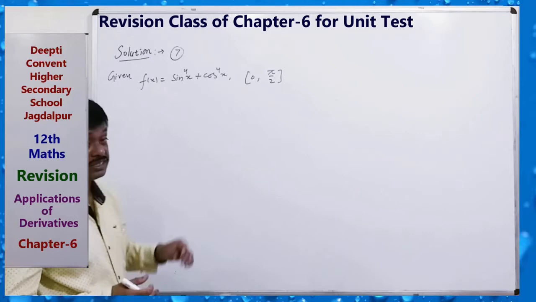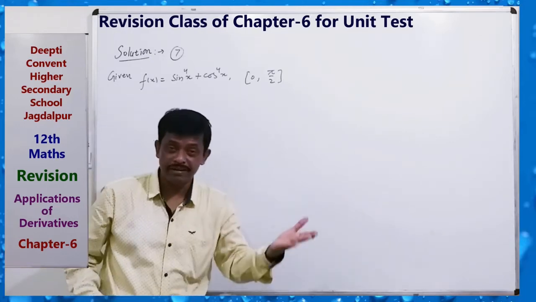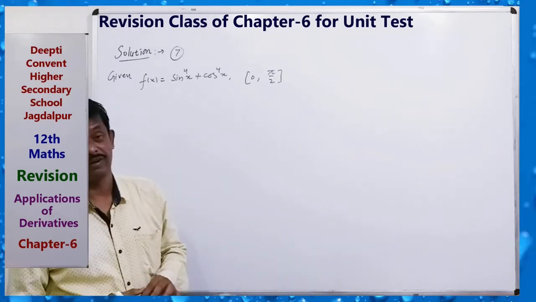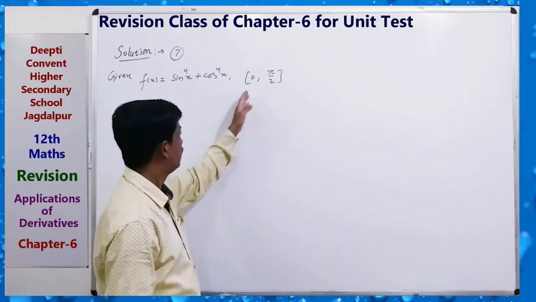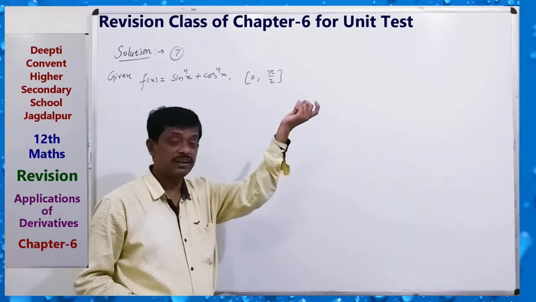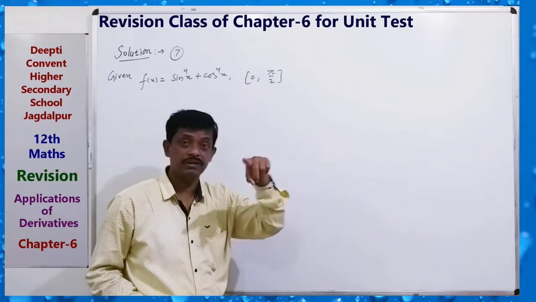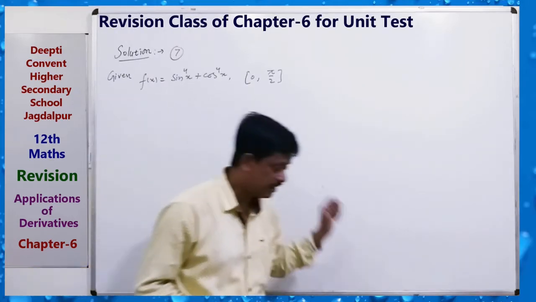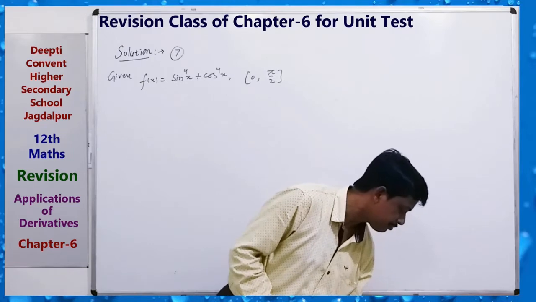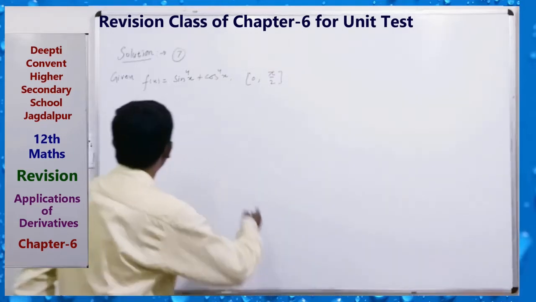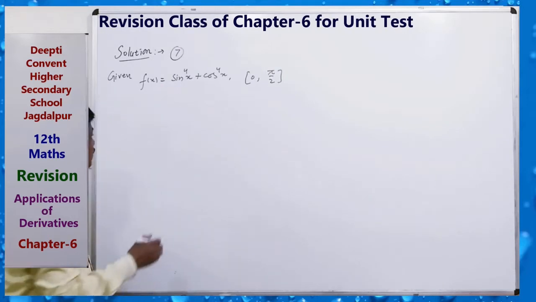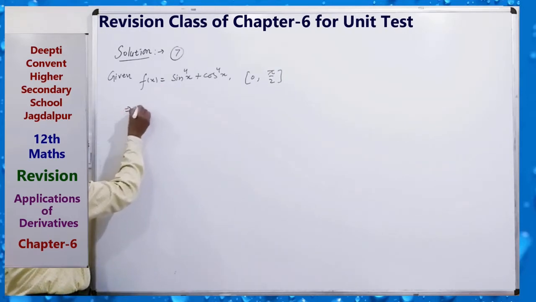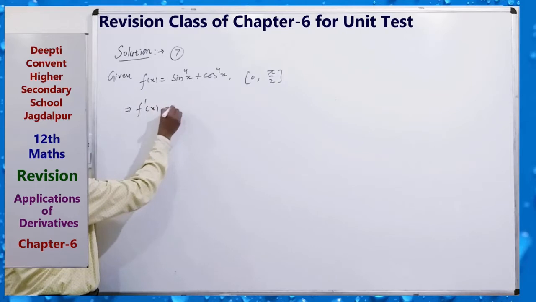So what is the method? Find the derivative, put it equal to 0 and find the value of x, and then identify in which subpart the derivative is positive and in which it is negative. Clear? So for finding the separation, find the derivative. First of all, f dash x equals what?